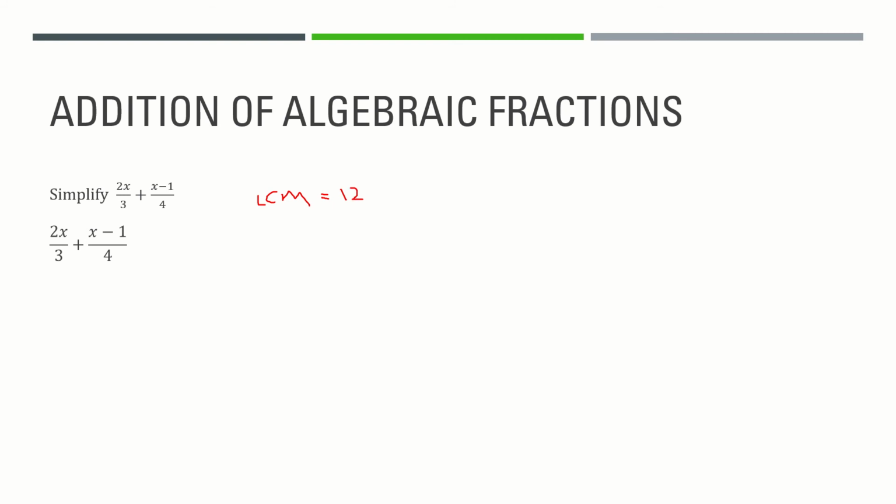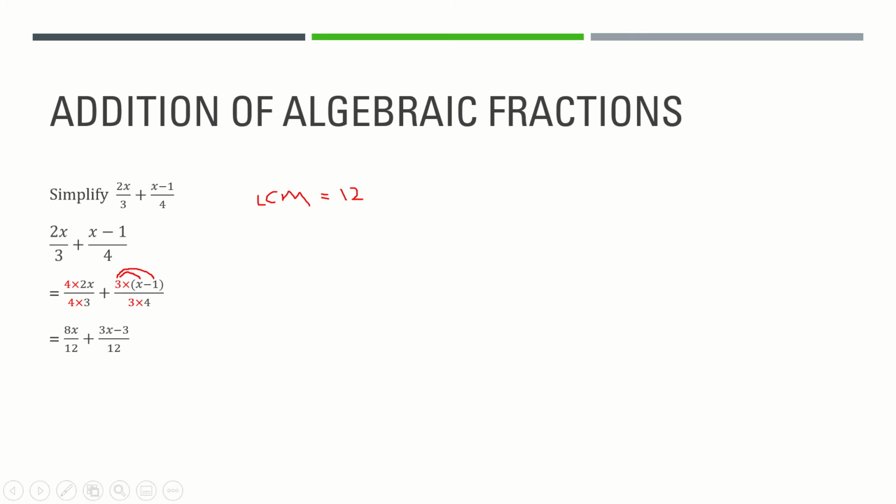So we are going to convert the fractions by multiplying by 4 to the fraction on the left and multiplying by 3 to the fraction on the right, such that it becomes 8x over 12 and 3x minus 3 over 12. Now how do we get this? When you multiply by 3, this is actually the rainbow method. So 3 times x gives you 3x. 3 times negative 1, it leaves you with negative 3.